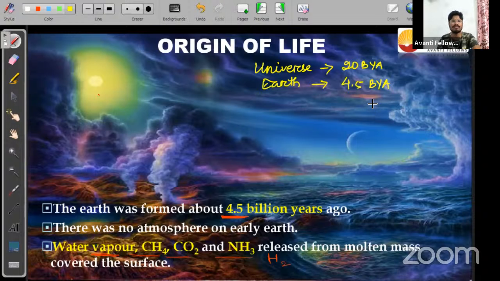There was no atmosphere on the earth, nothing was present on the earth surface. Few things, like what things were there on Earth? Some reducing gases were there.